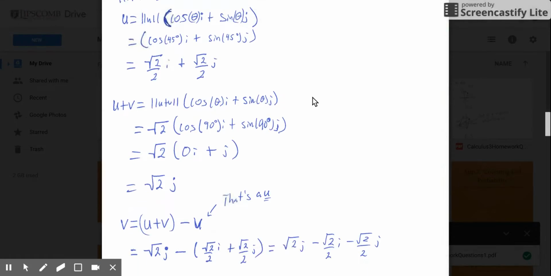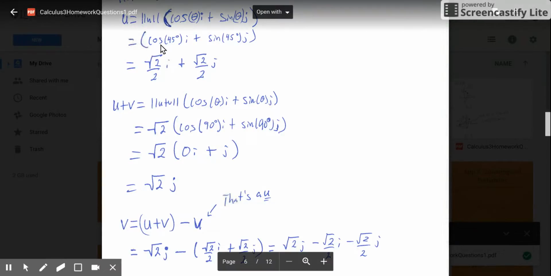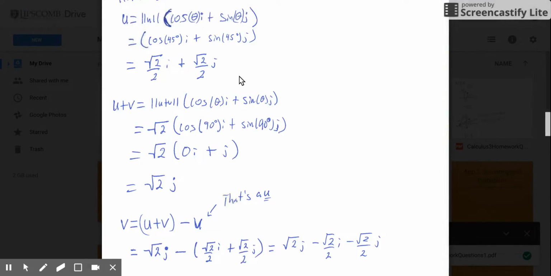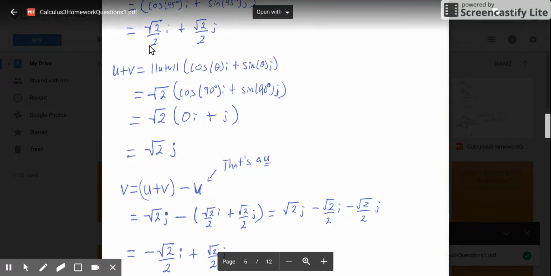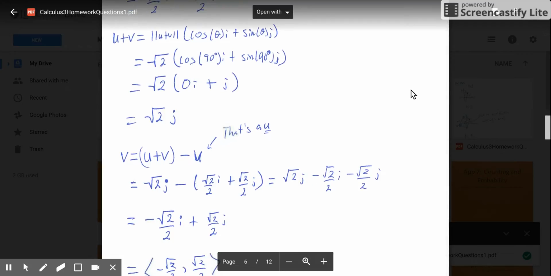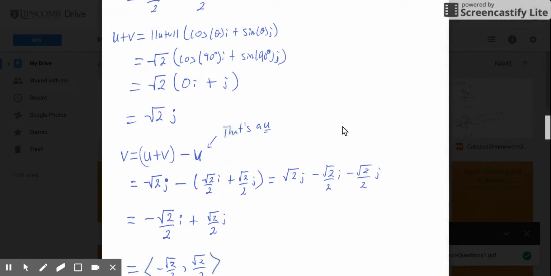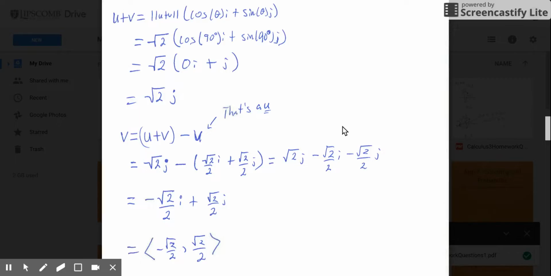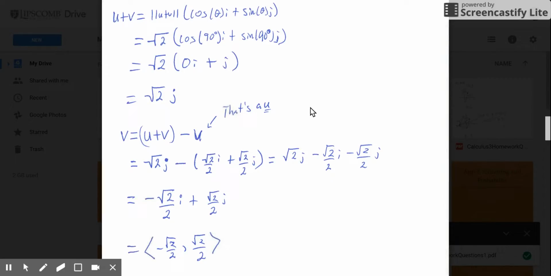And we know in this problem magnitude of u is 1, so this is just 1 times cosine of 45 degrees, which we're also told is a 45-degree angle, i plus sine 45 degrees j. Calculating cosine of 45 and sine of 45, you get square root of 2 over 2 i plus square root of 2 over 2 j. Doing the same for u plus v, you get square root of 2 j, doing the exact same calculations with the given information.